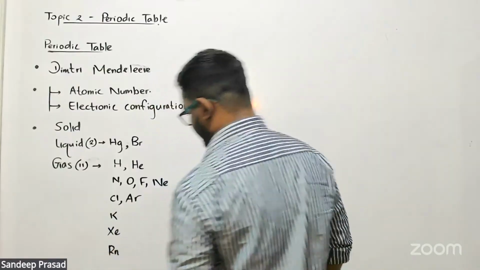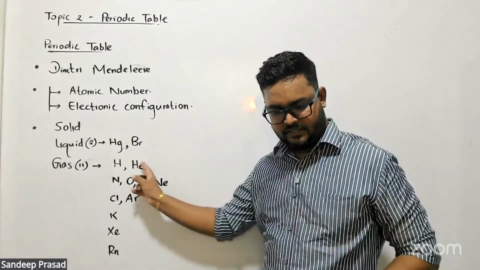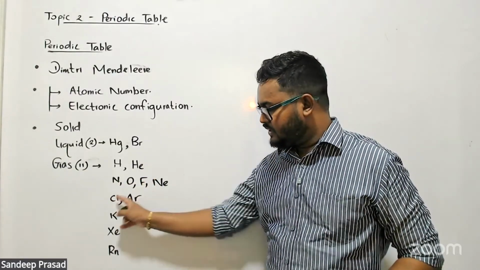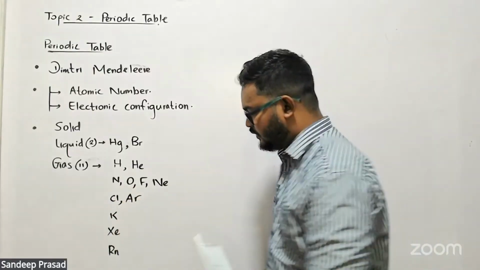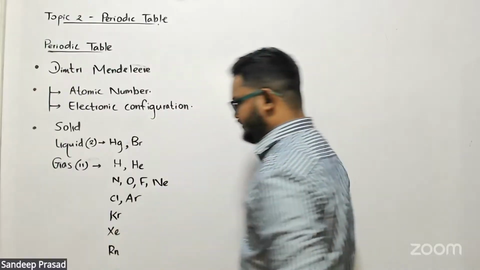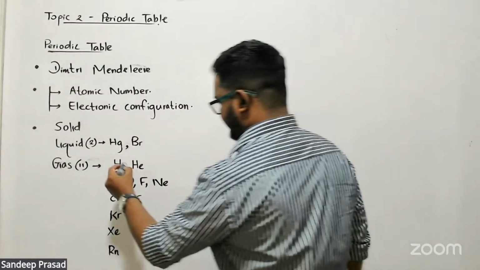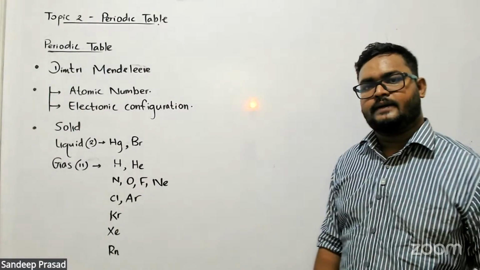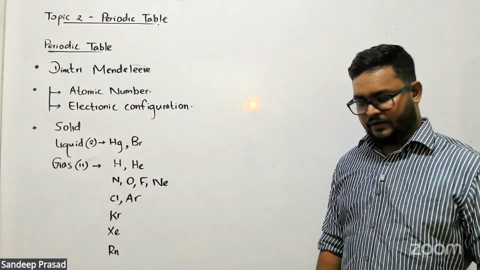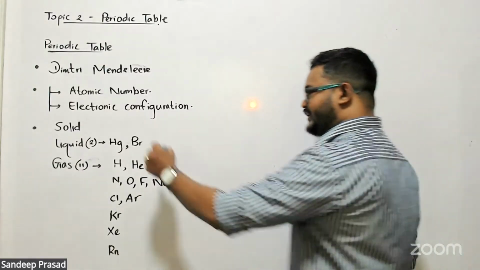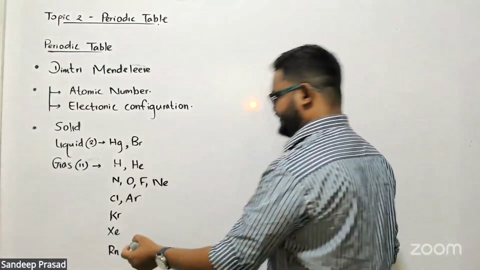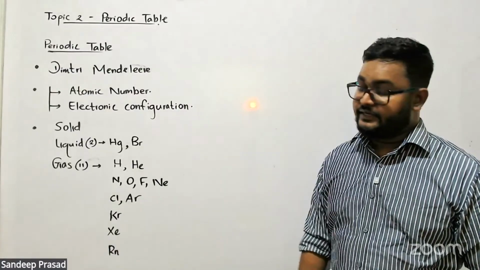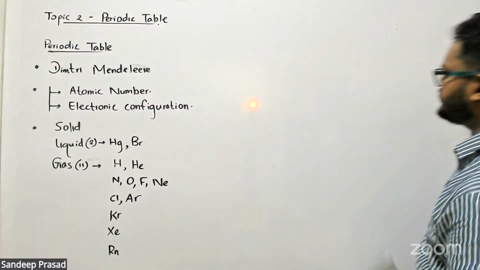Now count the elements, right? So what are those elements? Hydrogen, helium, nitrogen, oxygen, fluorine, neon, chlorine, argon, krypton, Kr, xenon, and radon. So then how many elements are there? 1, 2, 3, 4, 5, 6, 7, 8, 9, 10, 11. So there are 11 gases in the periodic table. Understood? So you have to remember them. There are 2 liquid elements and 11 gases in the periodic table. And all the other elements are considered as what? Solid elements. Understood?